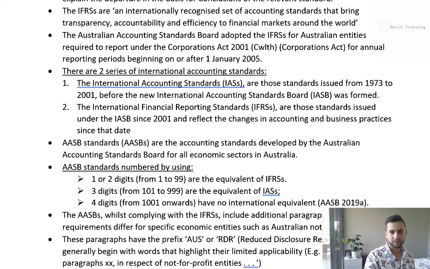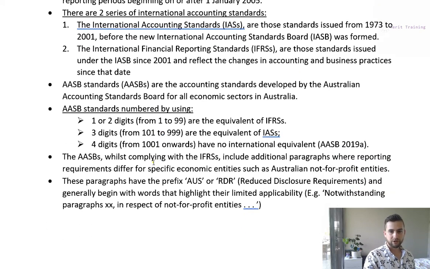AASB standards are the accounting standards developed by the Australian Accounting Standards Board for all economic sectors in Australia. AASB standards are numbered by using 1 or 2 digits from 1 to 99. These are the equivalent of IFRSs. If it's got 3 digits from 101 to 999, these are the equivalent of IASs, and 4 digits from 1001 onwards have no international equivalent.